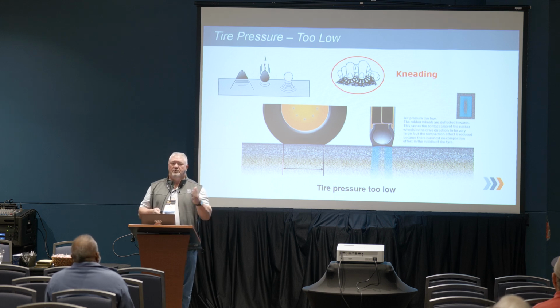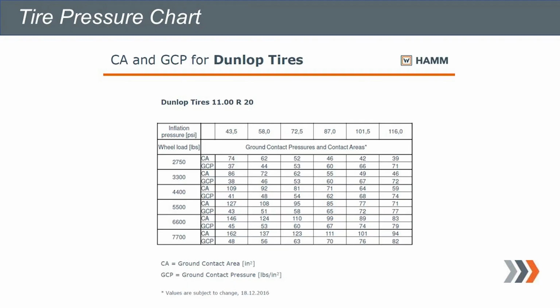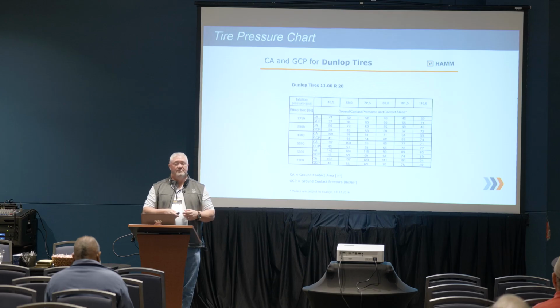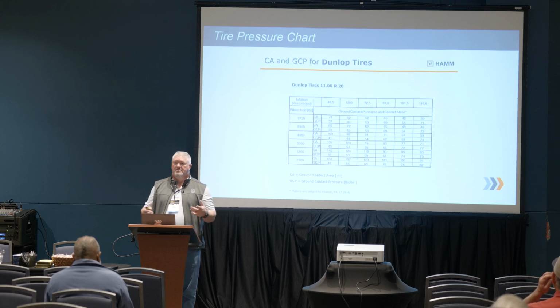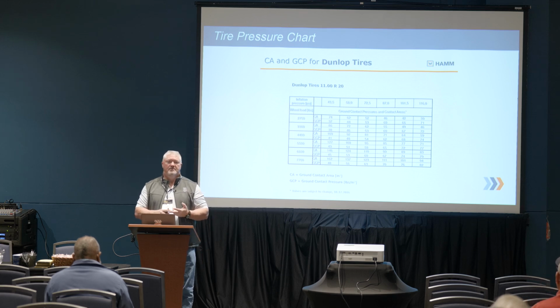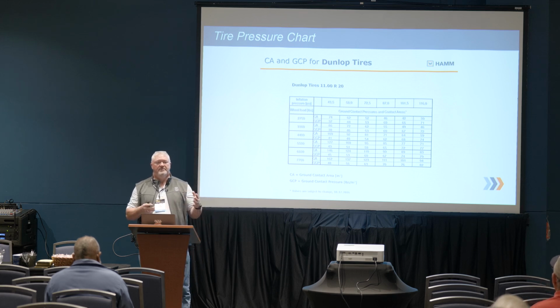So being consistent with air pressure in those tires is critical. Every tire manufacturer has a tire pressure chart. They're all different. Tires might be the same size, but they're going to have different ratings. Michelin tires are radials, Dunlops are not, so they're going to have a different tire chart.